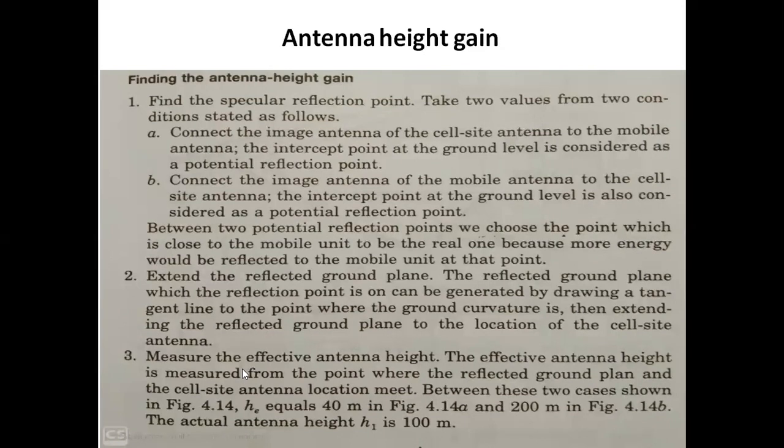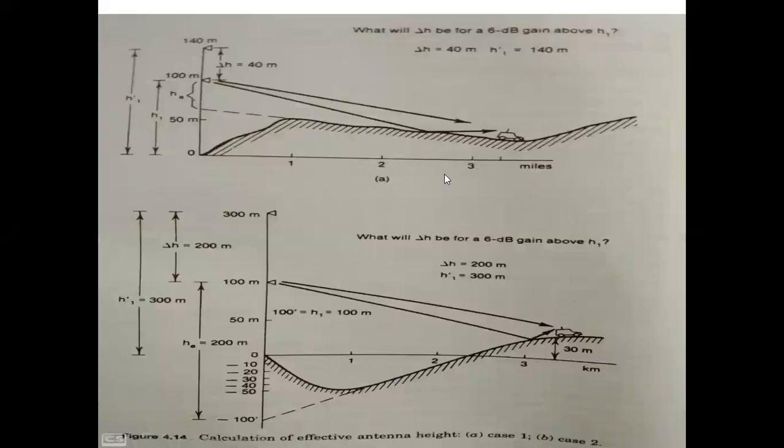So between the two cases shown in the figure, here we have two figures. From the first figure, HE is equal to 40 meters. From the second figure, HE is equal to some 200 meters, with the actual antenna height as 100 meters. From the first figure, the effective antenna height is 40 meters, from this point to this point, but the actual antenna height is 100 meters, from this point to this point. This is the actual height of the cell site antenna.